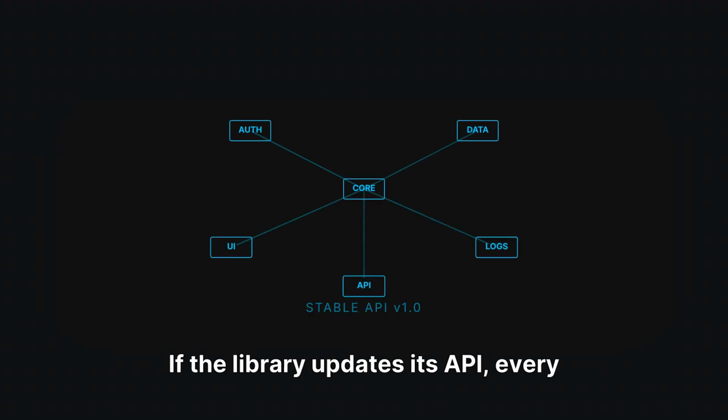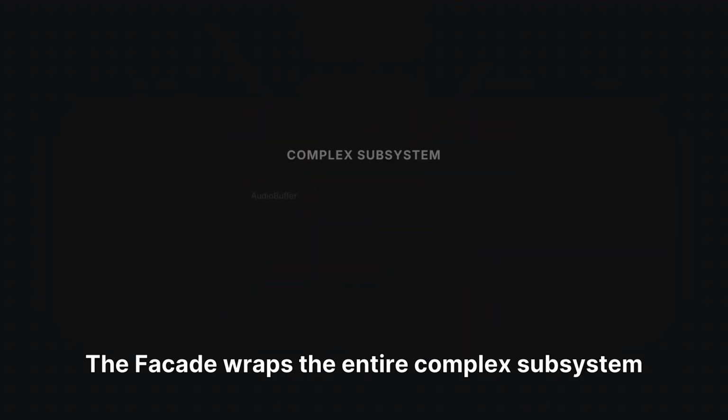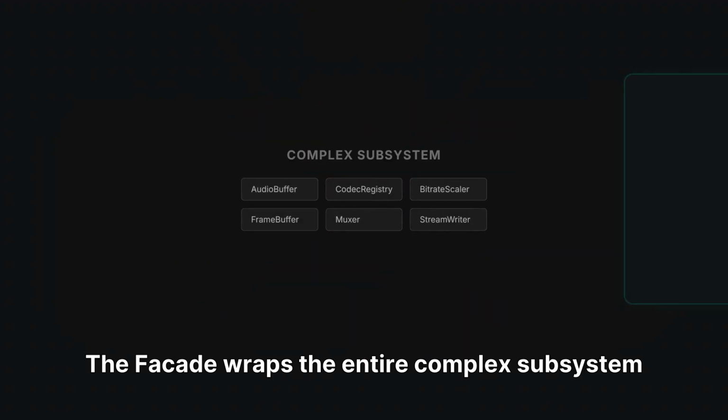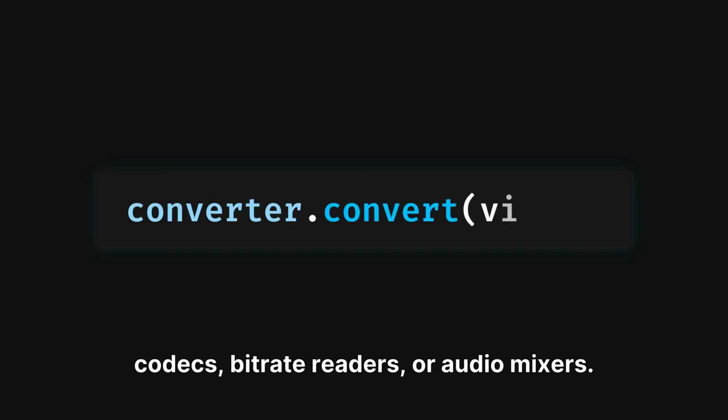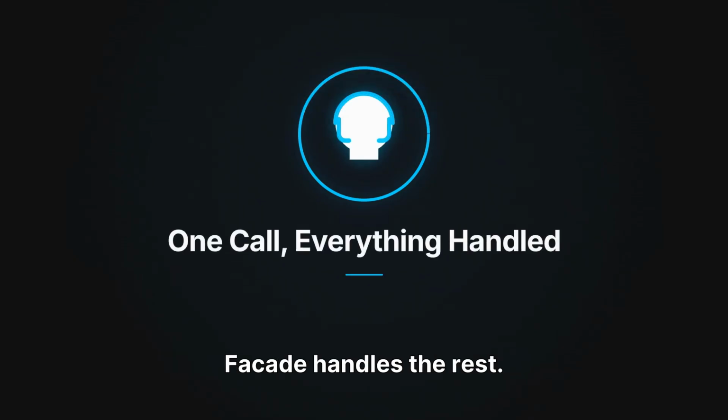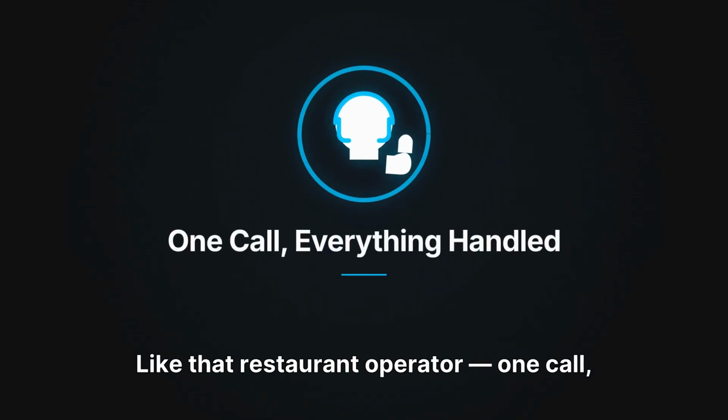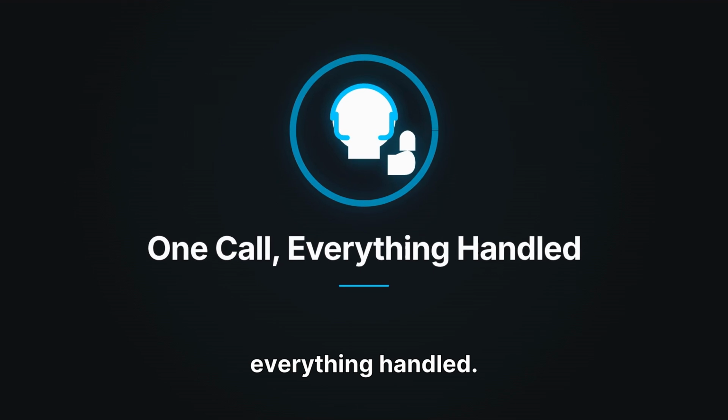If the library updates its API, every call breaks. The facade wraps the entire complex subsystem behind one simple method. The caller doesn't need to know about codecs, bitrate readers, or audio mixers. They say convert this video and the facade handles the rest. Like that restaurant operator, one call, everything handled.